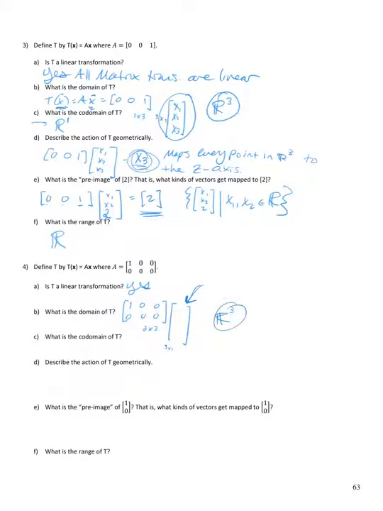What is the codomain? What do you get when you actually multiply these two things together? So if this is x1, x2, x3, then I have x1, and that's it. R. All the outputs live in R. Describe the action of T geometrically.